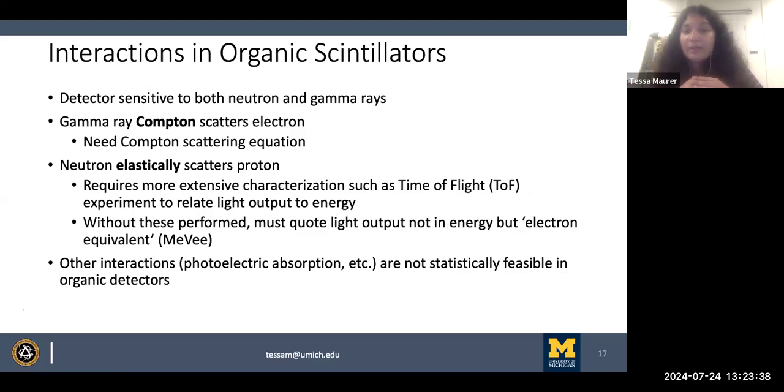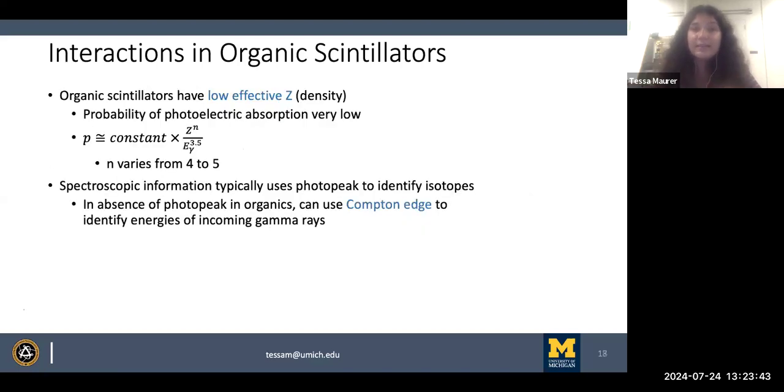Now, other interactions like photoelectric absorption are just not statistically feasible in organic detectors, and this slide details why. Organic scintillators, by definition, are low Z, right? It's mainly hydrogen and carbon that it's made up of, and a lot of hydrogen too. So this low effective Z, or atomic number, means that our probability of photoelectric absorption is really low. If you think about it, what blocks gamma rays? Lead, really dense materials. And so if you have the opposite of that, the gamma rays are just going to go right through, and we're not going to get this photoelectric absorption.